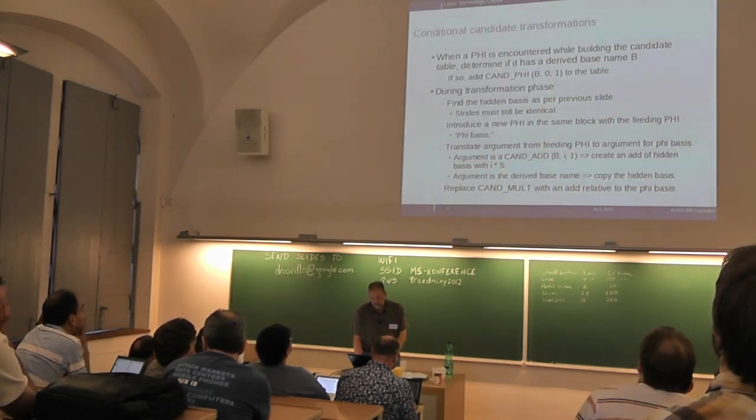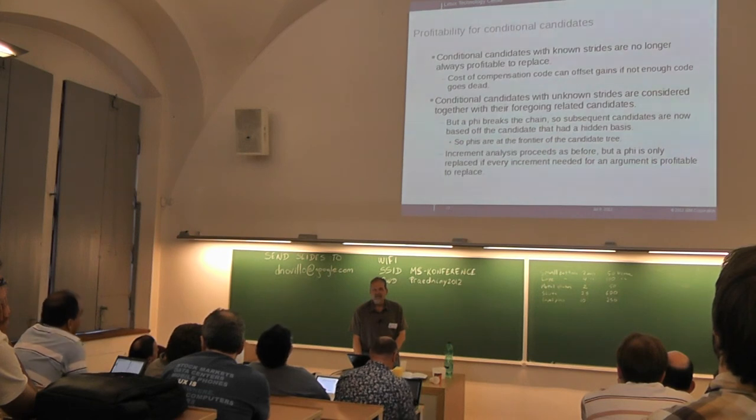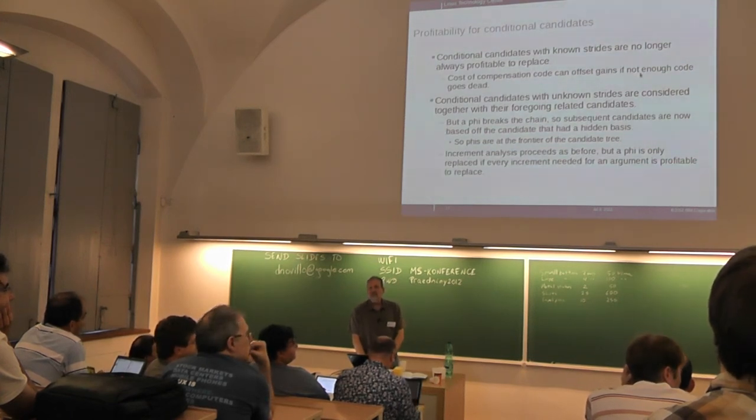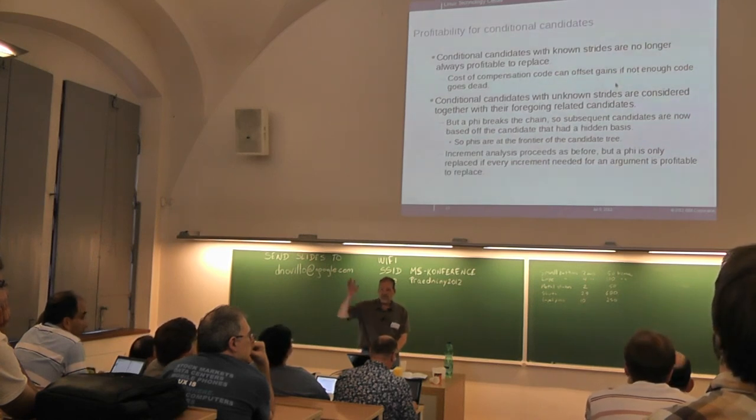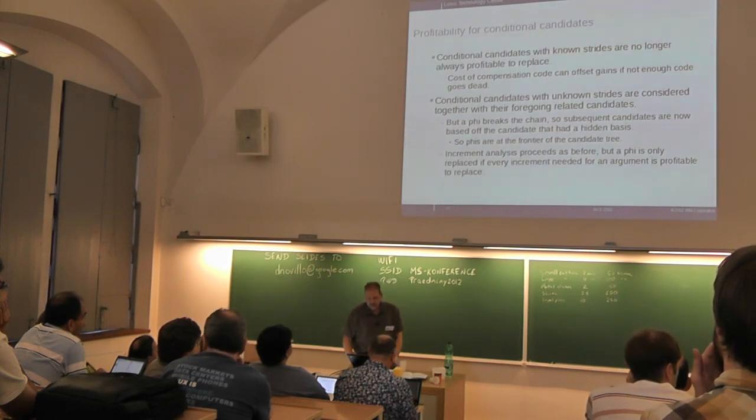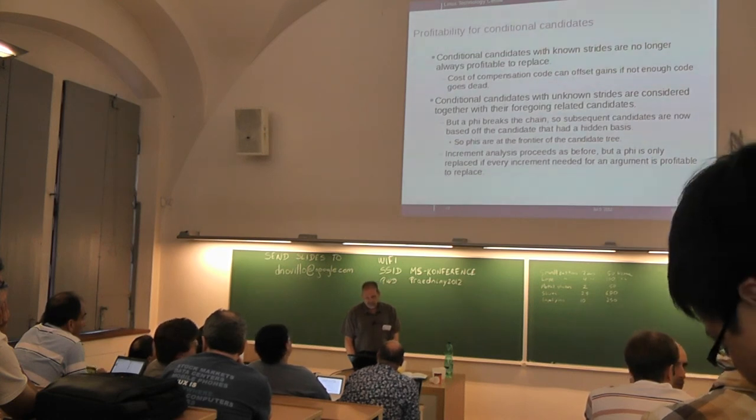Since there's only a few minutes left, let me just point out that the profitability for these conditional candidates is more complicated still than it was before. First of all, for those cases where the stride is a known constant, you have to introduce some compensation code up there, because, like we had to add that extra add in the conditional block. Introducing that compensation code may make it more expensive for the cost model. So in some cases, that may be too expensive to do a replacement.